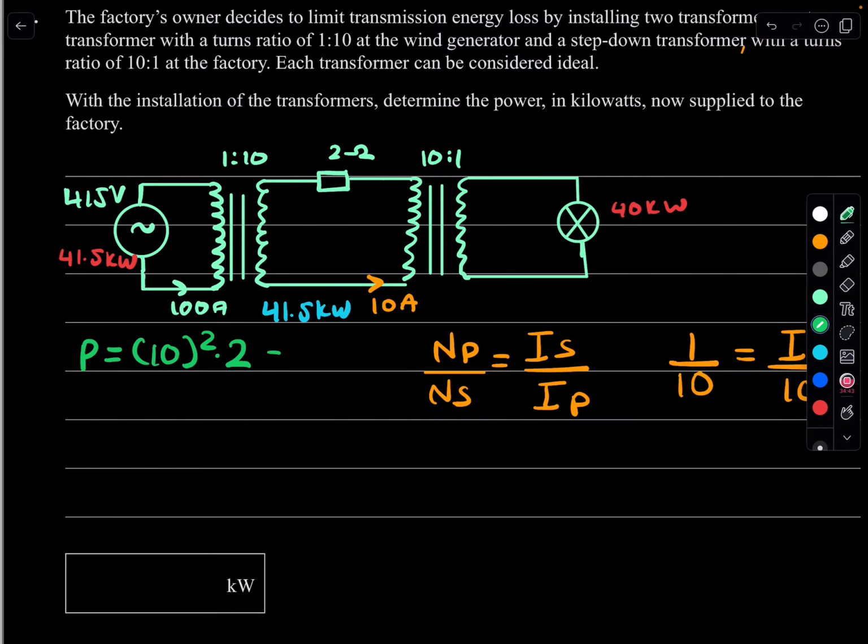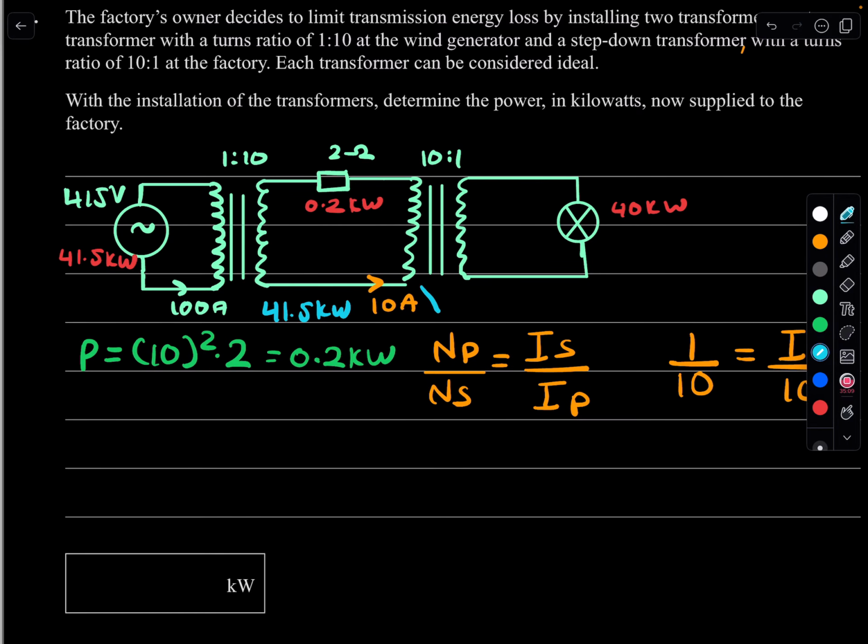So it's going to give me 0.2 kilowatts of power loss. So basically there is 0.2 kilowatts of power loss there. If we're providing here 41.5, of course, we're going to minus this because that's how much it consumes. So now what's going to be given here is just 41.5 minus that.